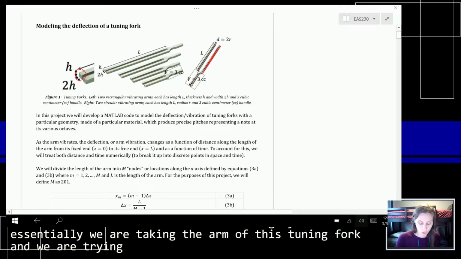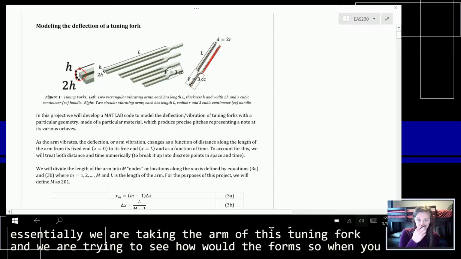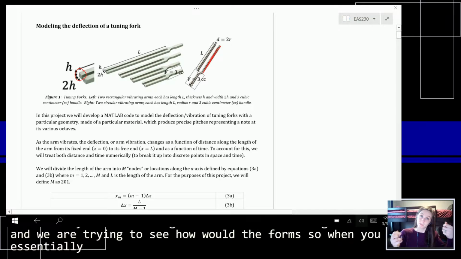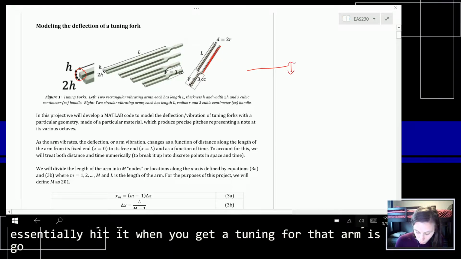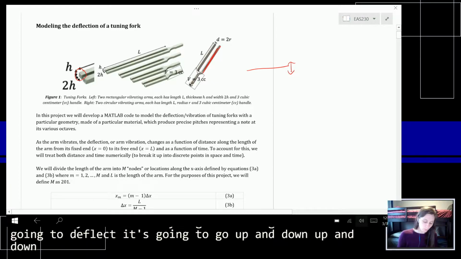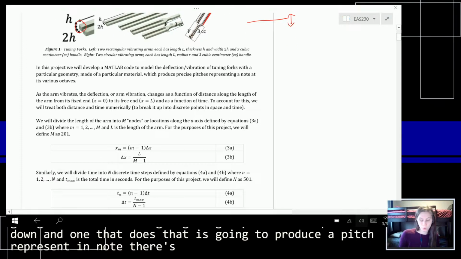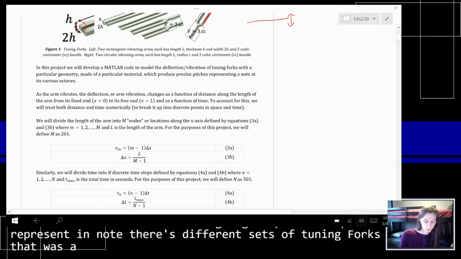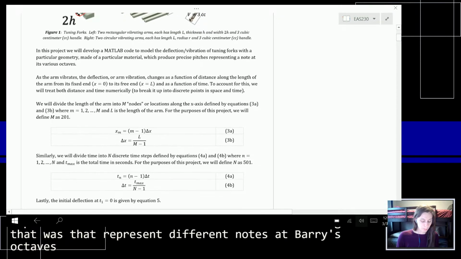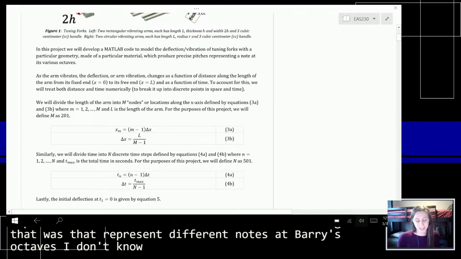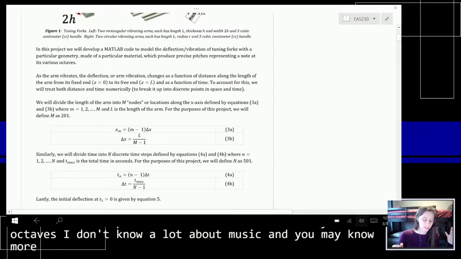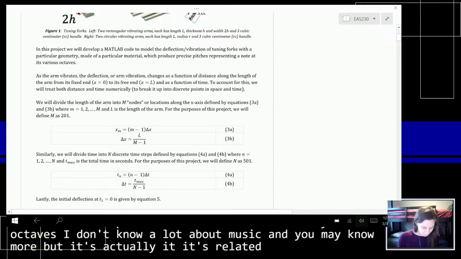how it deforms. So when you hit a tuning fork, that arm is going to deflect. It's going to go up and down, and when it does that, it's going to produce a pitch, representing a note. There's different sets of tuning forks that represent different notes at various octaves. I don't know a lot about music. You may know more, but essentially it's related to music.